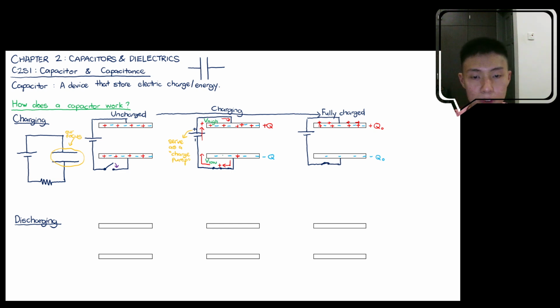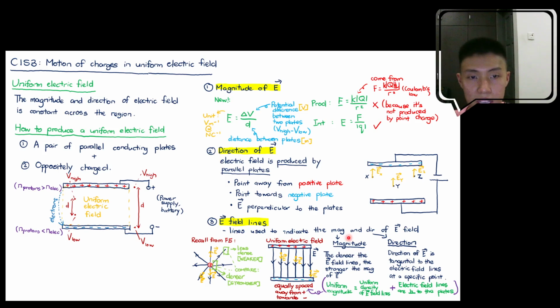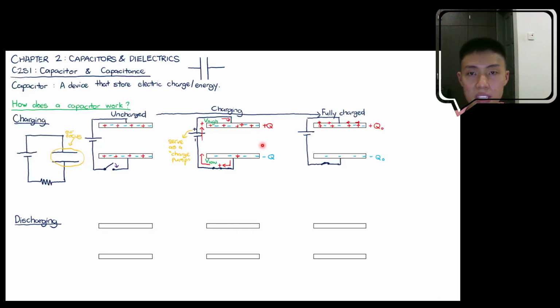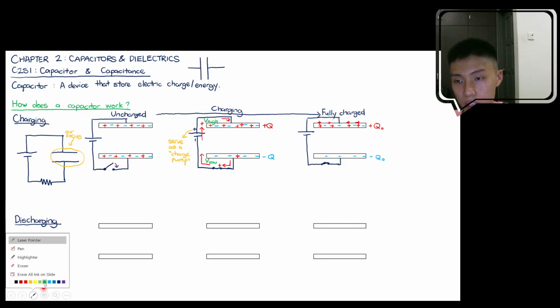Because there's a potential difference, you learned that delta V over d, the potential difference over the distance, gives you the electric field. So an electric field forms between the two plates. Initially, because only a little charge has accumulated, the electric field is very mild at this moment.